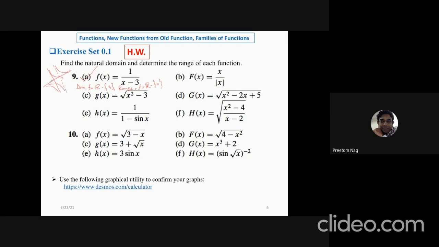So that means the graph will never cross the x-axis. So range will be the set of all real numbers except the x-axis. X-axis means y equal to 0. Okay.